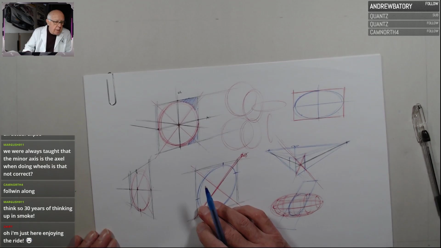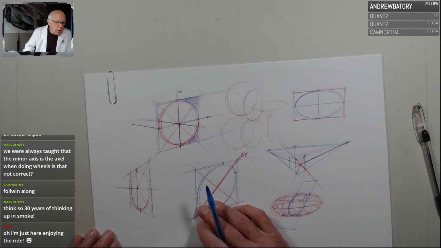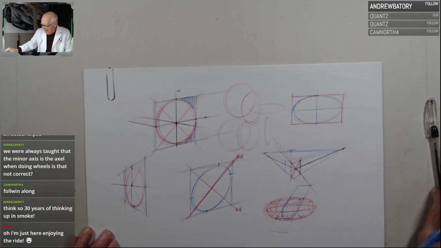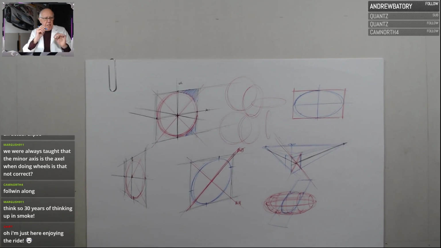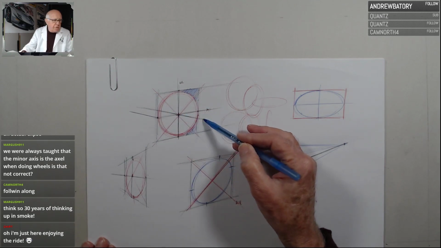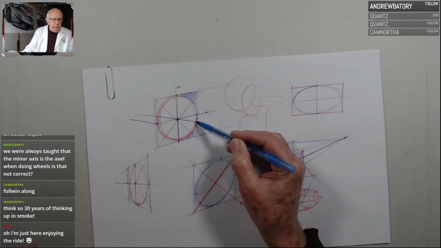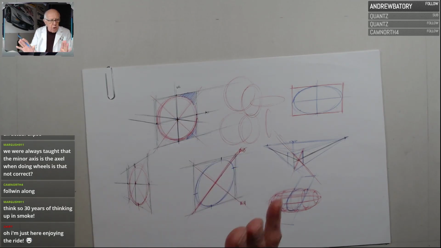So therefore, oh, I'm just here enjoying the ride. Hey, very cool. 30 years of thinking up in smoke? No, it's not up in smoke, Jeff. The application, the conversation was correct, but the theory is wrong. The application should be that the axle is coming right through the perspective center. And yeah, it could become a minor axis, but be careful. That minor axis is on the surface. The axle is through the center. Big difference. And I'll show you that in just a few moments here.